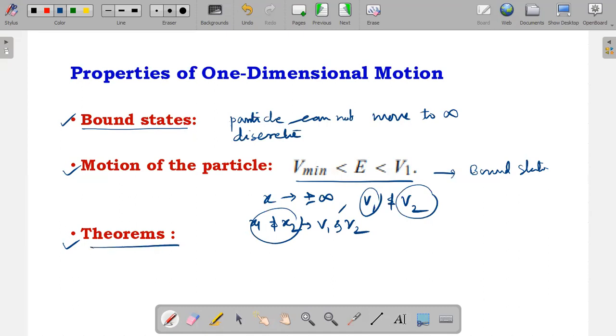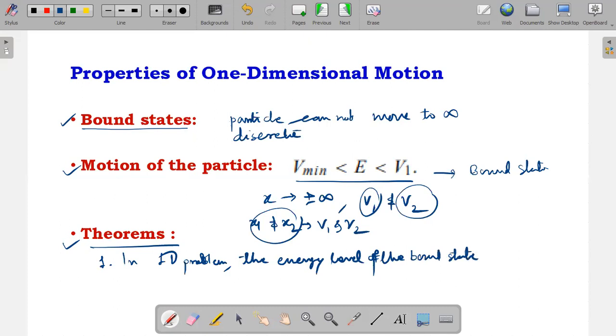Then there are two theorems. Theorem number one: in a one-dimensional problem, the energy levels of a bound state are discrete and non-degenerate.